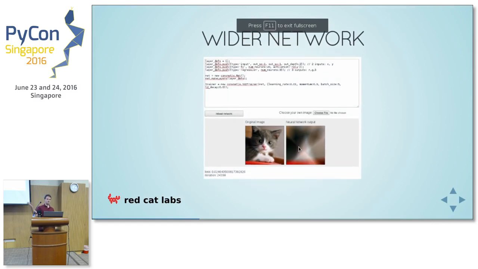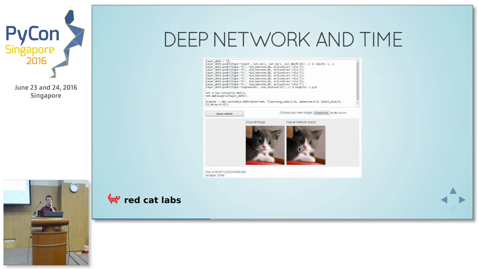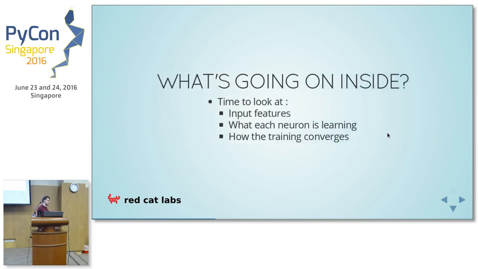If you want to show people the presentation, it's got some images of what we're talking about. This last one I let run with quite a large number of neurons. This is deeper and wider. This thing is beginning to understand something about shapes. So what's going on inside? You've got this thing which apparently learns some kind of function. Let's see whether we can see what's going on inside.